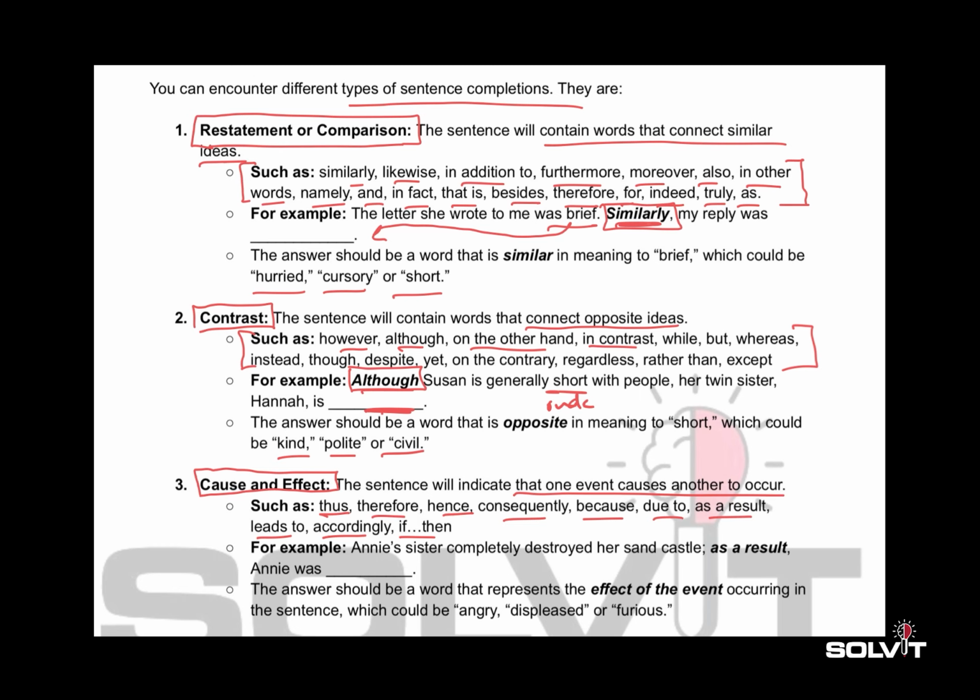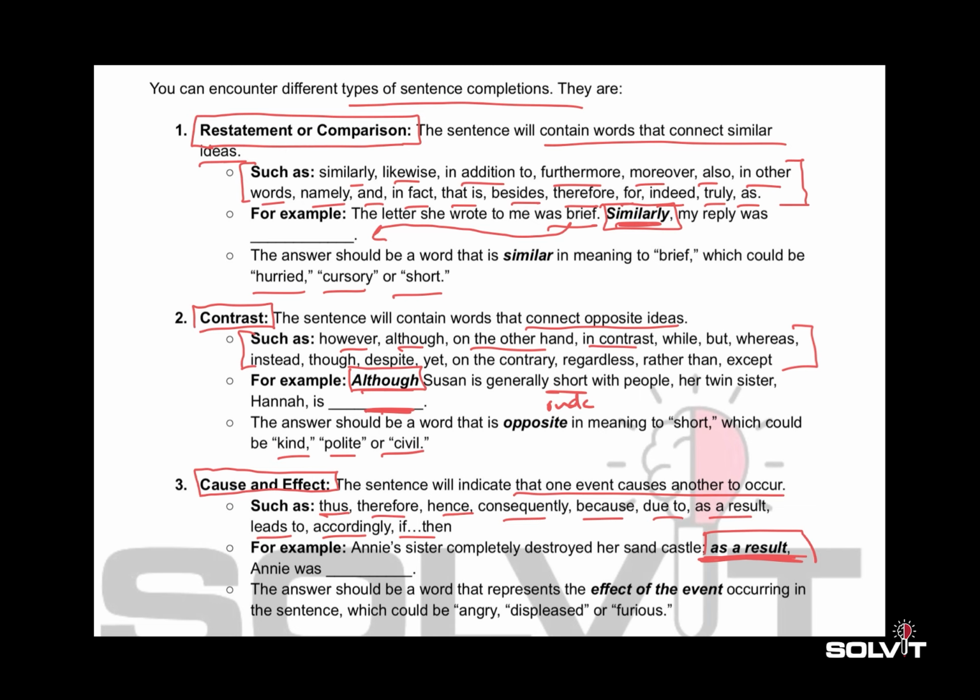Okay, so let's read this example. Annie's sister completely destroyed her sandcastle. As a result, Annie was dash. Now, what do we know about this sentence? We know that this is a cause and effect sentence. How do we know that? We know that because of this. Because of these words, we know that this sentence is talking about an event, and then it's telling us what happened as a consequence of that event. Okay, it's telling us what the effect was of that event.